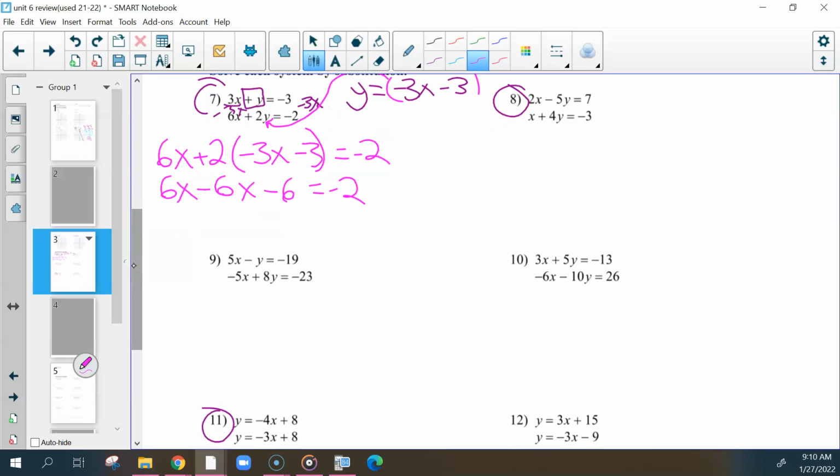When you go to combine your like terms, what happens? Yes, both of those things. These cancel. Don't put 0x because then you're going to have a habit of bringing that x along. Just don't put anything except 0. These cancel, so you're just left with negative 6 equals negative 2, which is no solution.